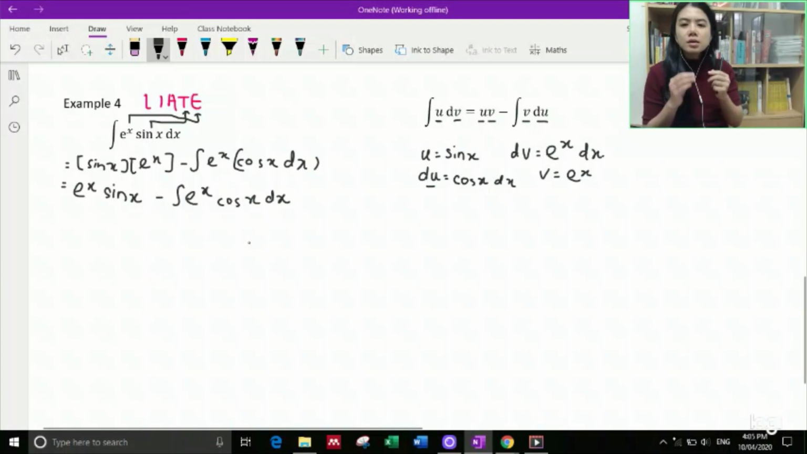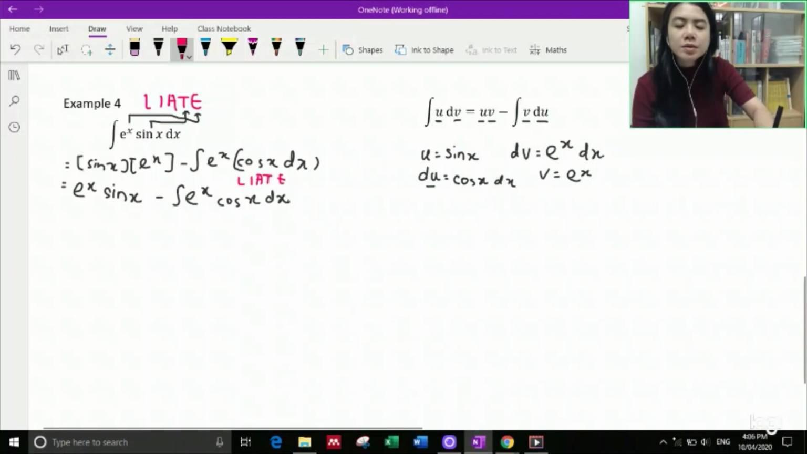It seems that for the second item, you have to do the integration by parts again, because you have two functions here, a product of e to the x and cosine. So let's do the integration by parts again. Again, you need the LIATE. Let's write out the LIATE again. The LIATE will help us to identify which one is the u and which one will be the dv.